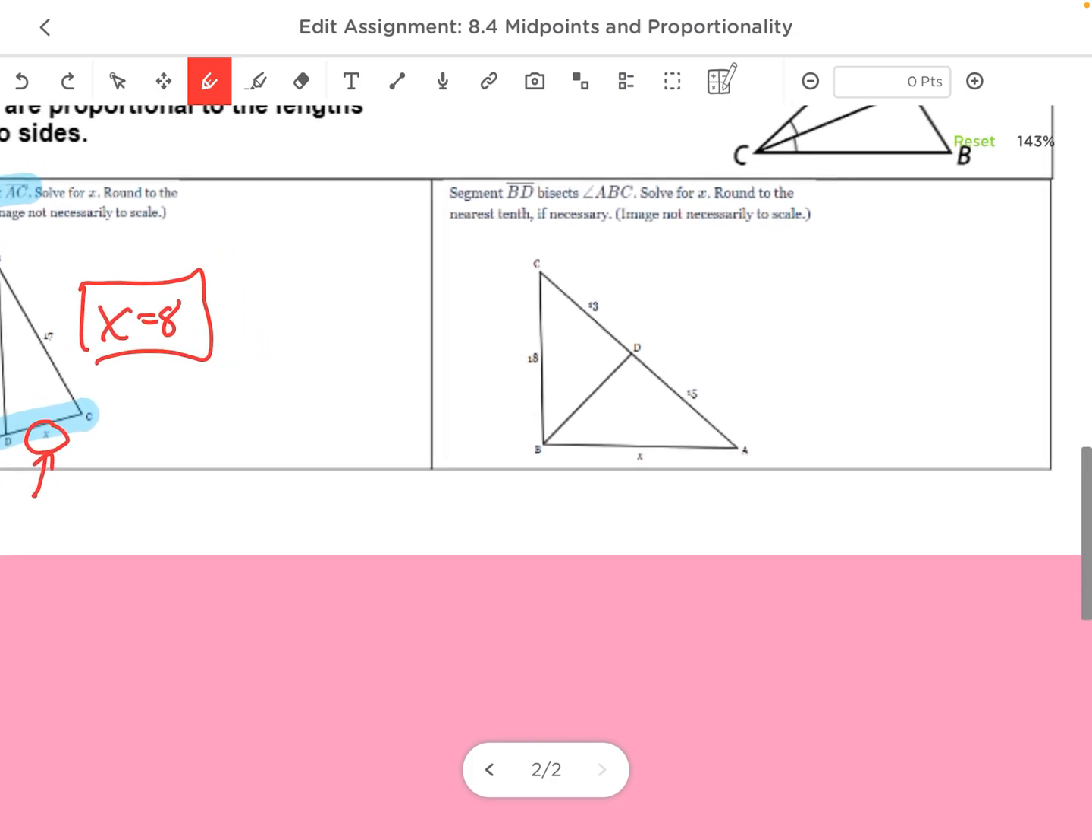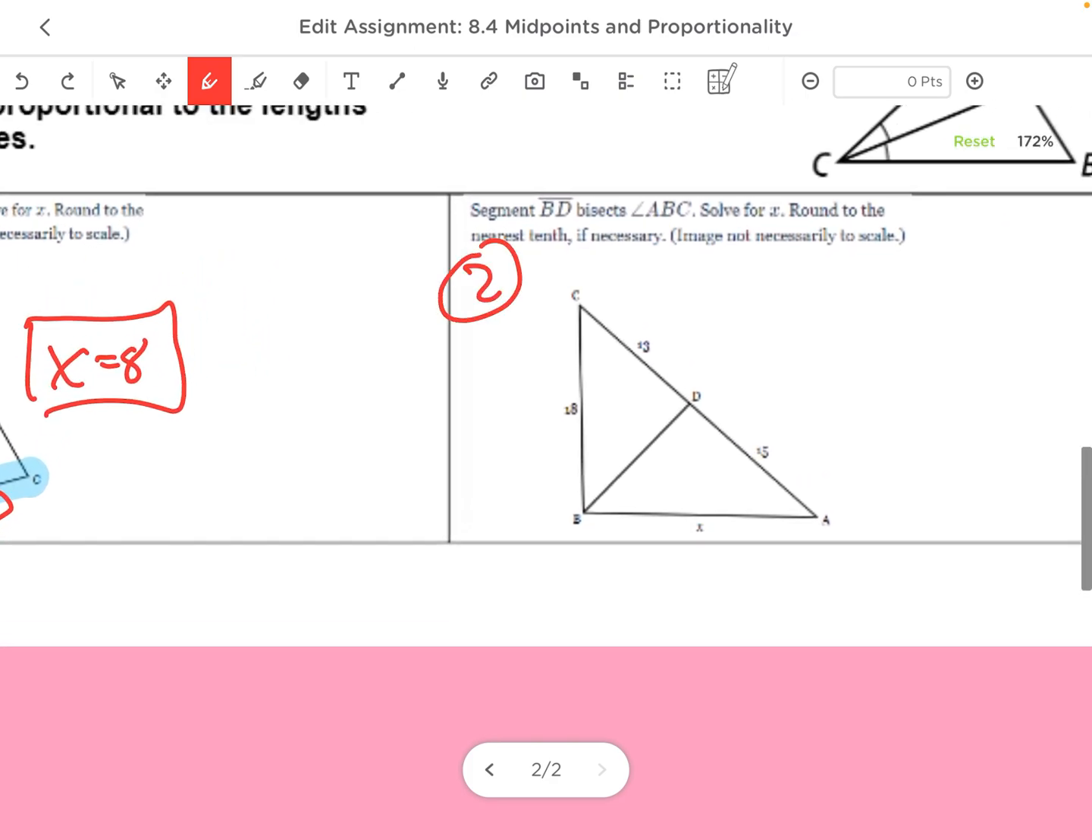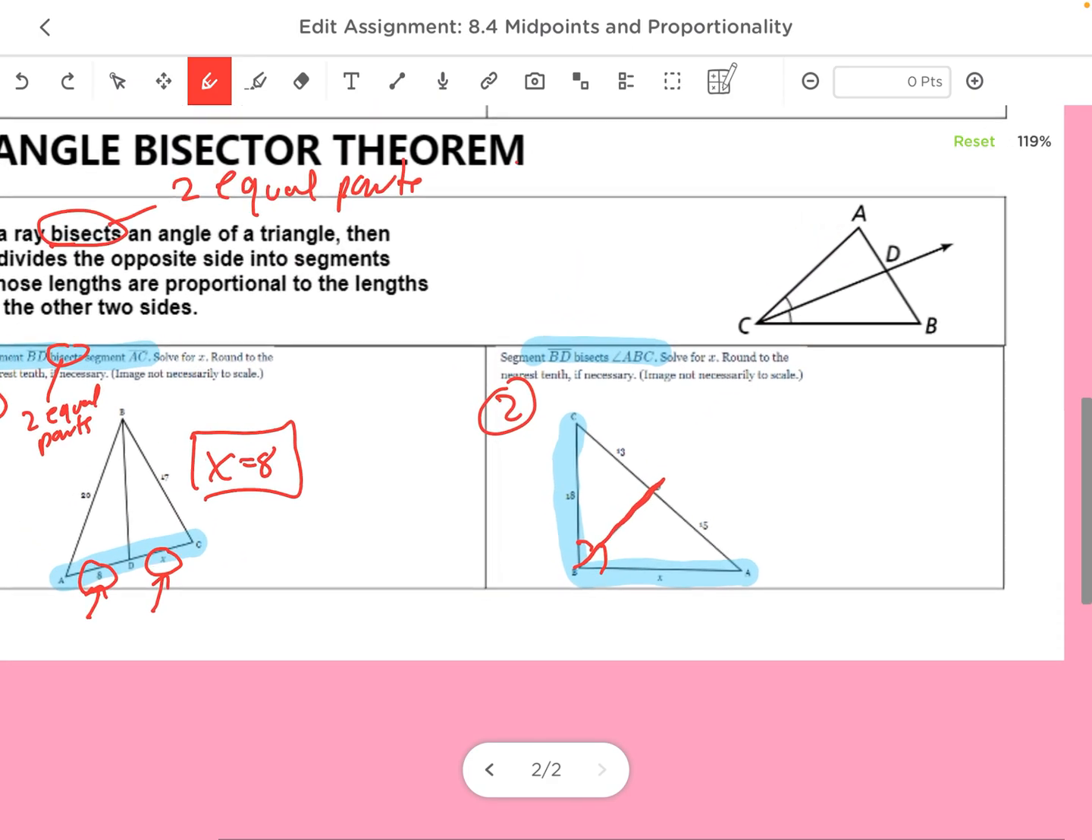Next, let's take a look at this one. This is a little bit different. This says segment BD bisects ABC. Okay, so that's angle ABC. This right over here bisects it, right? So that means this angle is equal to this angle right over here, right? So what that tells us though is that this over this is going to be proportional to this over this, right? That's what we said over here. It's going to be proportional to the lengths of the other two sides. So let's just say that's going to be one of them, that's going to be the other. So let's check it out.